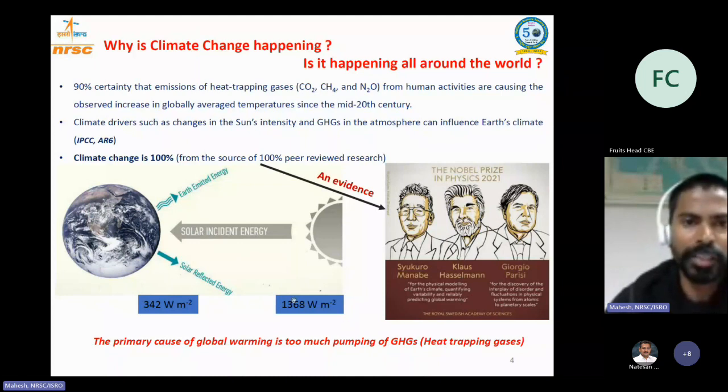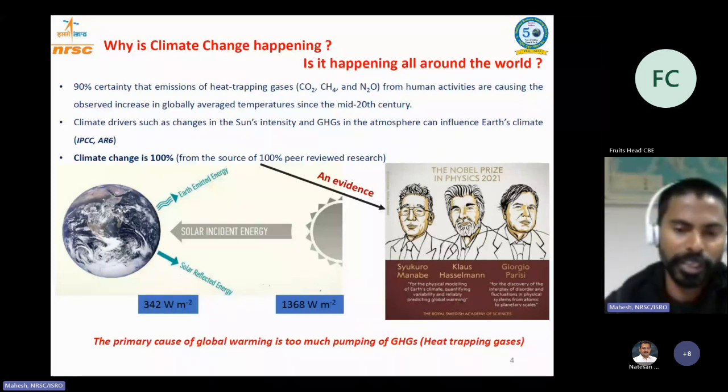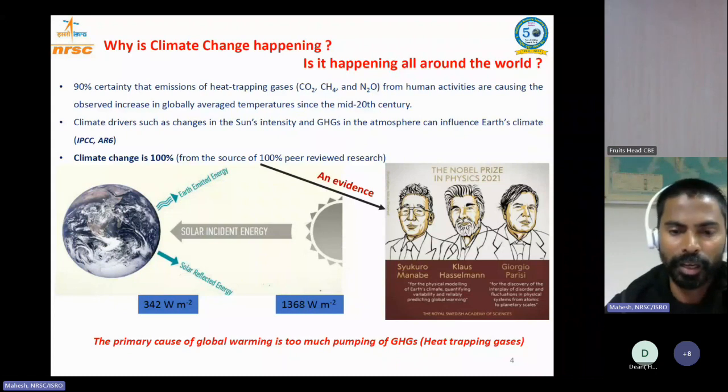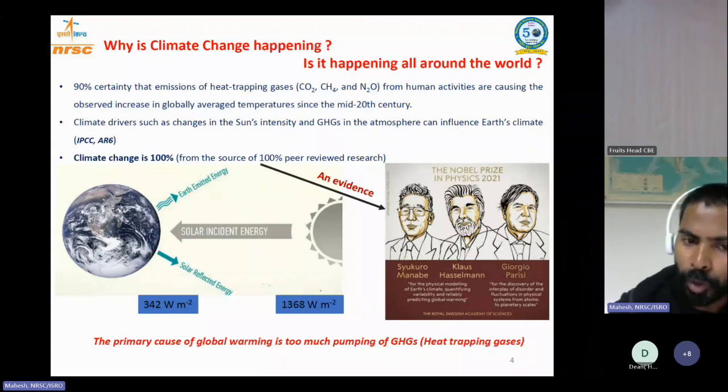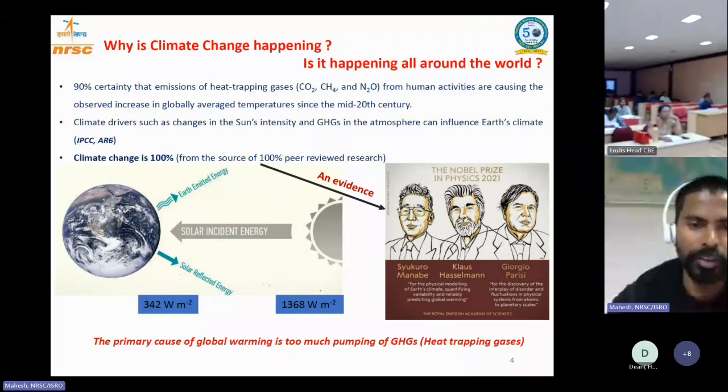So the primary cause of global warming is that today we are pumping too many greenhouse gases, because they are heat trapping gases. As I said, the incoming radiation and the outgoing long wave radiation should be balanced. But what is happening is that, because of too many greenhouse gases in the atmosphere, they are absorbing the outgoing long wave radiation, which is supposed to escape to space and keep the temperature in the comfortable zone. Because the heat trapping gases, that is CO2, methane, and N2O, are more in the atmosphere, they are re-radiating that outgoing long wave radiation back to the Earth's surface, causing the temperature of the Earth's surface to increase. That is how the effect is moving towards an adverse situation, because of the greater pumping of greenhouse gases into the atmosphere.